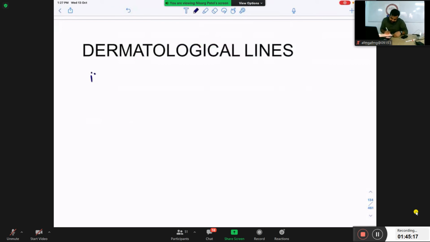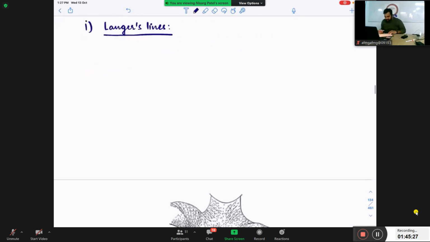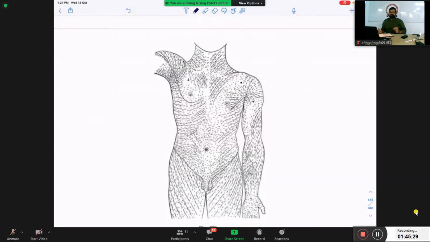The first important line is the Langer's line. So see this, what are these lines on our body? On our body, there is a collagen deposition. When the skin is forming in the dermis area, there is a deposition of collagen, and this collagen deposition has a stretching like this. Why this is important is, it is important to make a surgical incision. So if you make an incision across like this, what will happen?